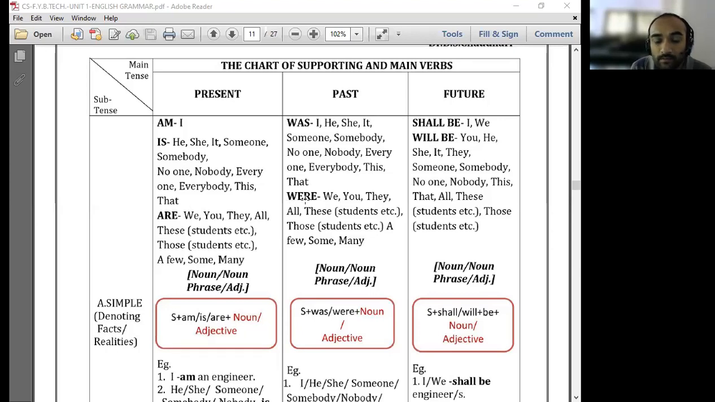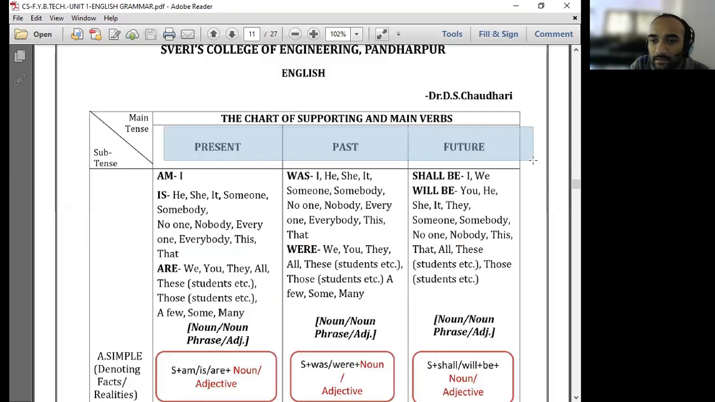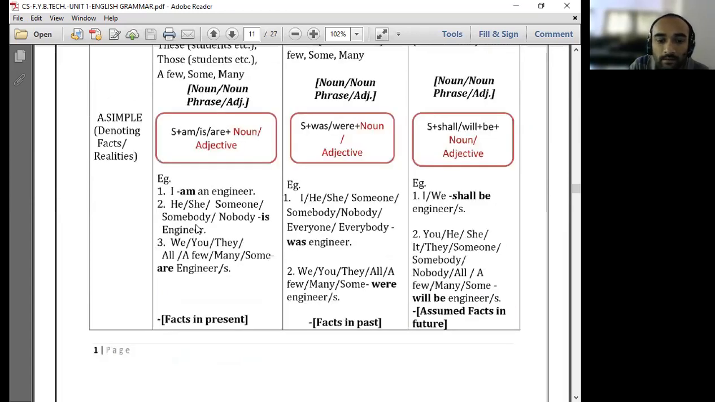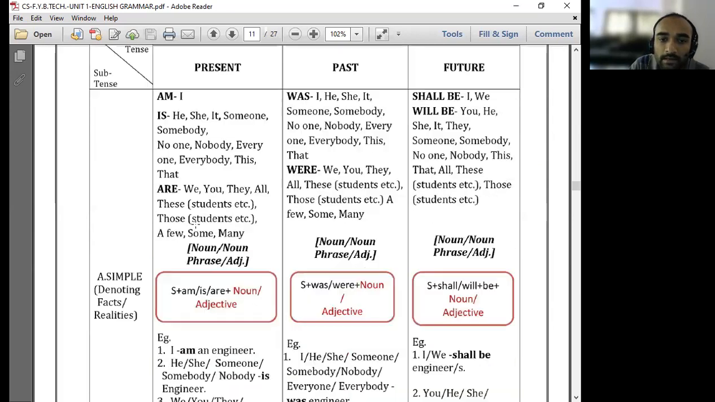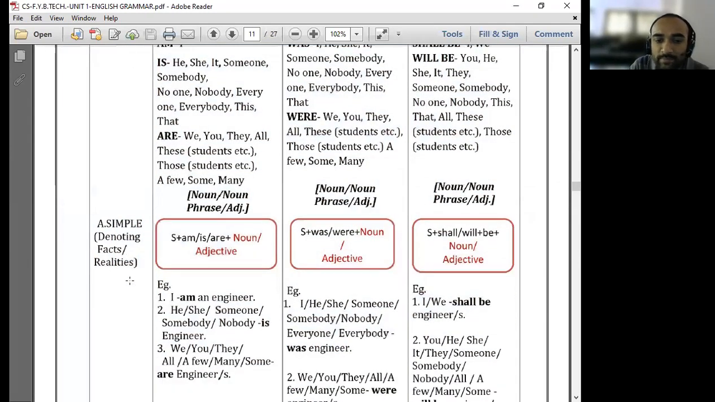So in the present tense, a simple or subtense, yes, these are the main tenses: present, past, and future. And on the left side, we are having the subtenses. So simple present tense. Simple present tense is used for denoting facts or realities, okay.